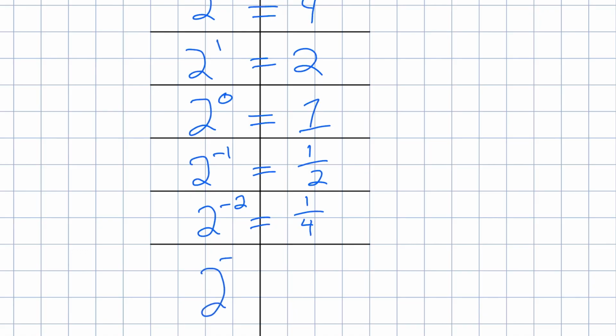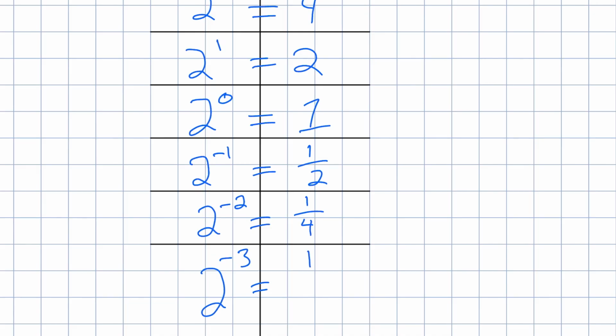Well, let's continue just to make sure. The next one on the left would be 2 to the negative 3 power. And on the right side, dividing by 2, what's 1/4 divided by 2? We could say the same thing by asking, what's half of 1/4? Well, half of 1/4 is 1/8. Look back to the top of this pattern. 2 to the third power is 8. 2 to the negative third power is 1 over 8. So it looks like when the exponent is negative, it is 1 over whatever the positive power would be.